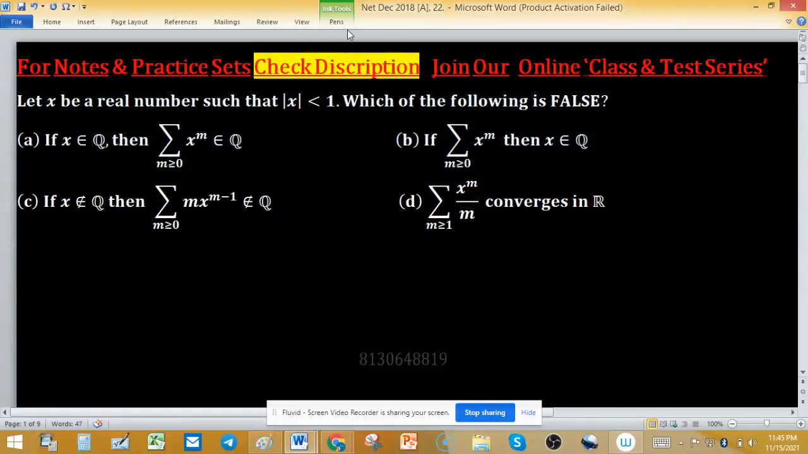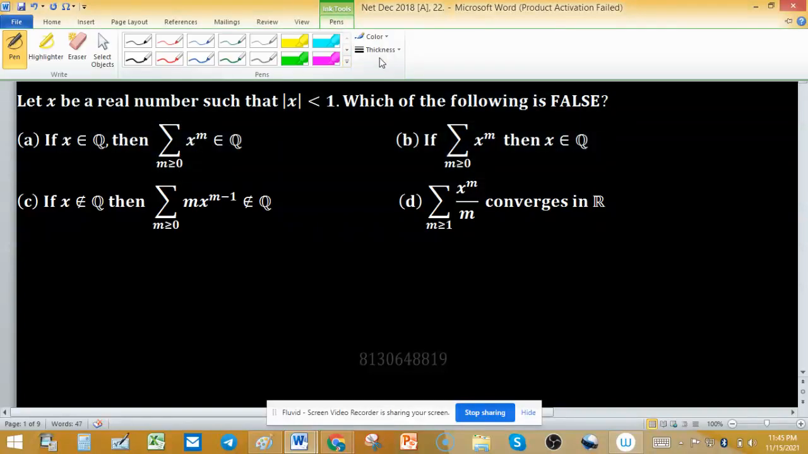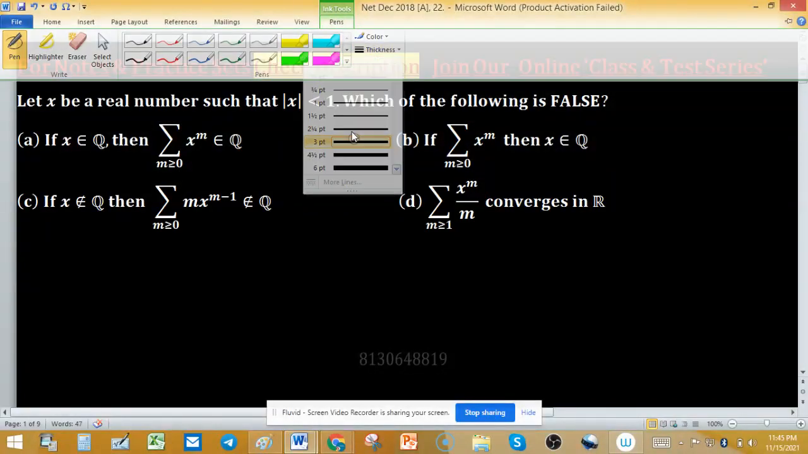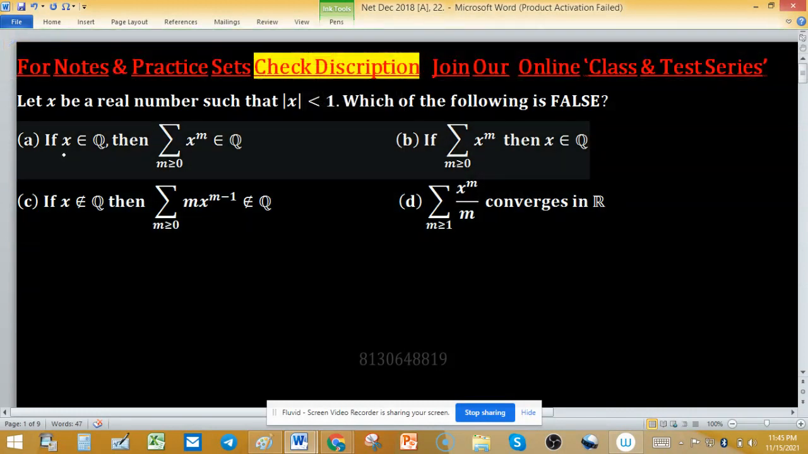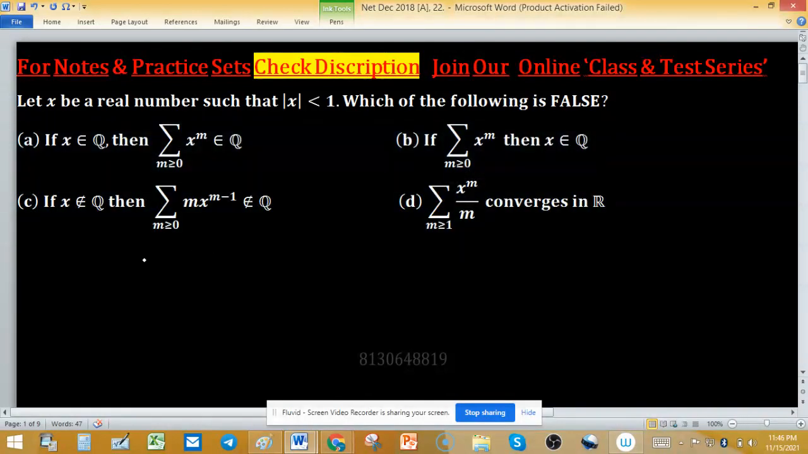Let x be a real number such that mod x is less than 1. Which of the following statements is false? Option A: if x belongs to Q, then summation x raised to the power m belongs to Q. And option B: if summation x raised to the power m belongs to Q, then x belongs to Q. It means options A and B are an if-and-only-if result.